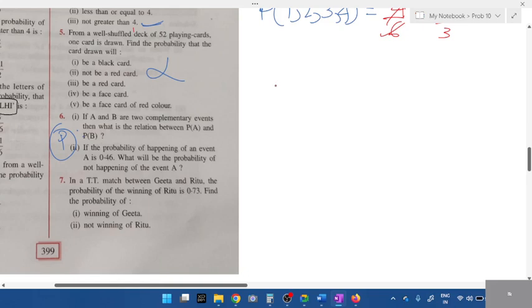Okay, I forgot to give a formula for this. Total how many people are there here? All of you respond. In a TT match, TT meaning table tennis, Geeta and Ritu. Total there are two people, right? So take down this formula, students: probability of A plus probability of B. If you add both, you should get the answer as 1. Copy this formula: probability of A plus probability of B is equal to 1.